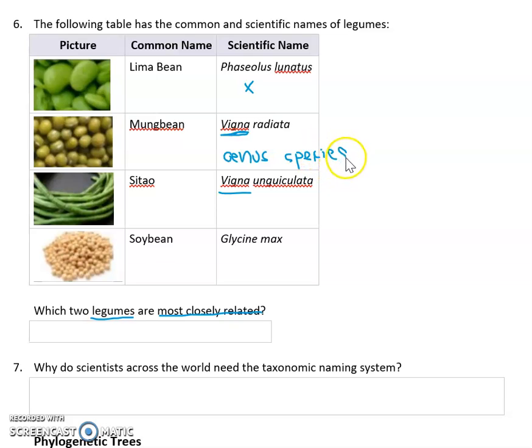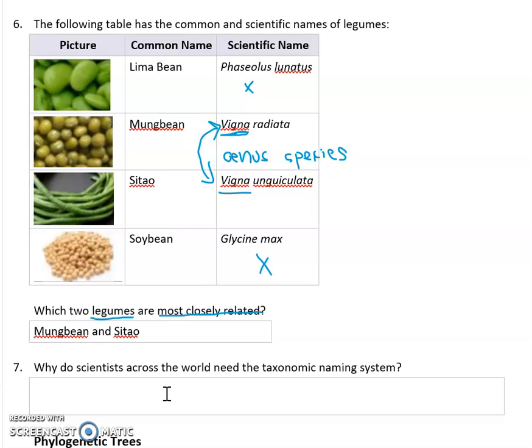Every time, it will always be genus, species. So both of these, the mung bean and the sitao, share the same genus. This tells me they are probably very closely related. Last one is Glycine max. None of the other ones have the Glycine name in it, so I'm going to assume that this is not very related to the rest. So my answer is going to be the mung bean and sitao are the most closely related.